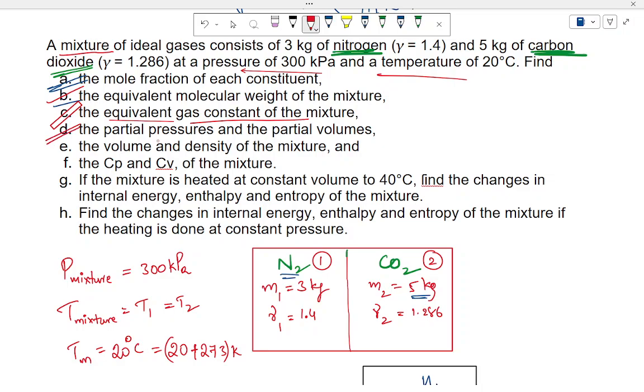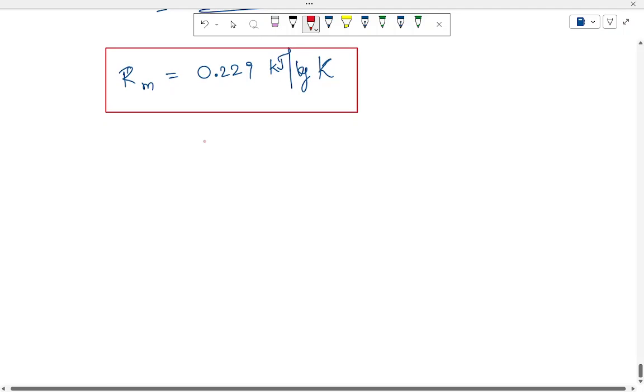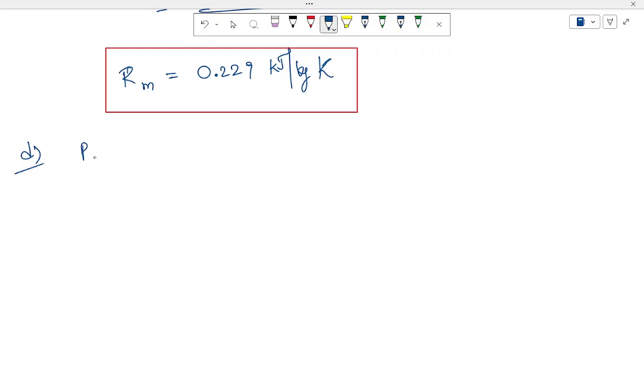And the next question is partial pressures and partial volumes is asking you to find. So in the question D, you have to find out what is the P1 value and what is the P2 value, and you have to find out the volumes also here. The volume is V1. What is V1 and V2? That's the question here. Let us find out the partial pressures initially. The partial pressure P1 is nothing but X1P. So P being the total pressure.